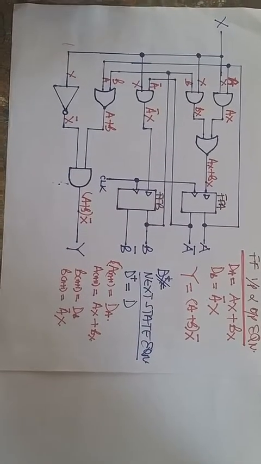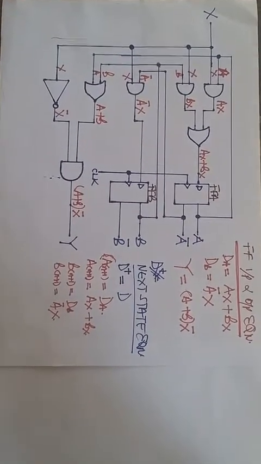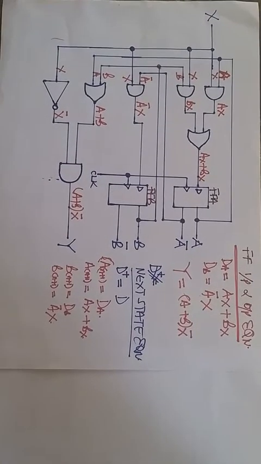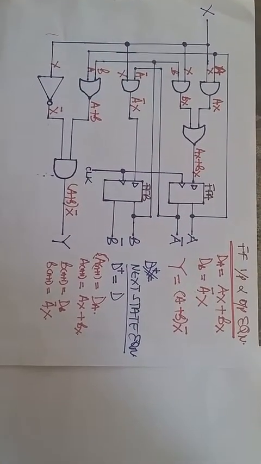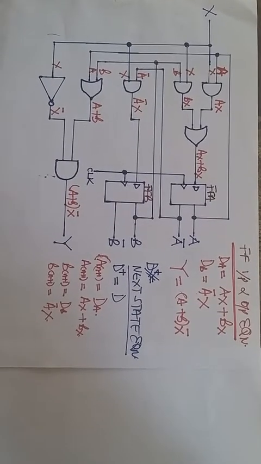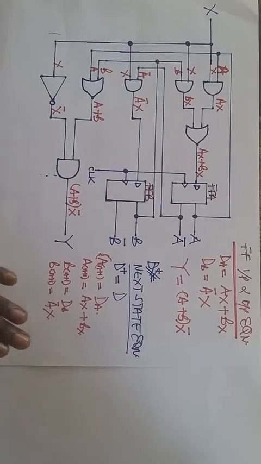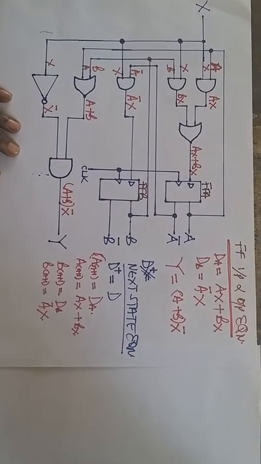Now, having gotten this, the next thing we do is to draw our state table, or the transition table. So we are now going to draw our transition table. That is what we are going to do now.